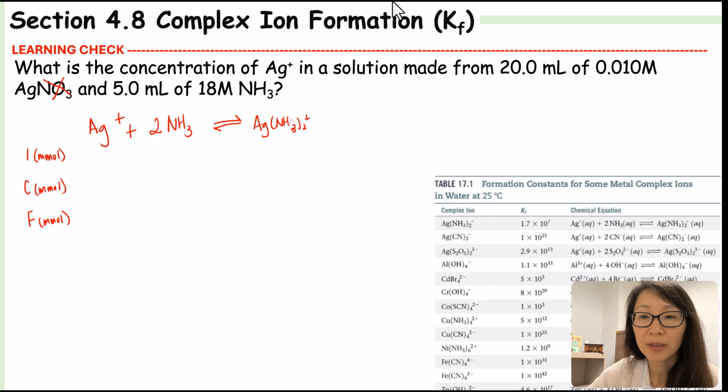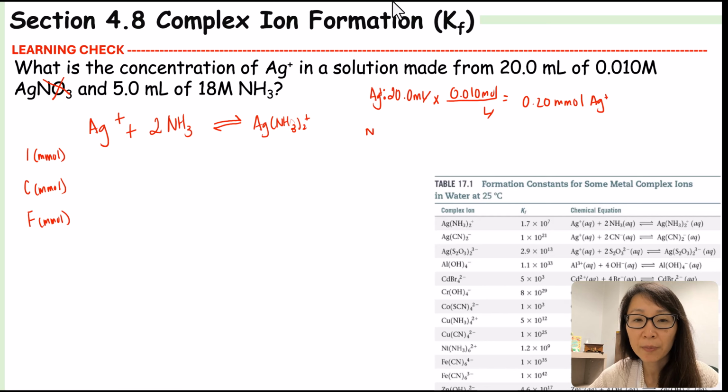So initially we had 20.0 ml of silver. So I'm talking about silver over here. And if I were to multiply by its concentration, which is moles over liter, and we cancel out the liter, I would get 0.20 millimoles of silver.